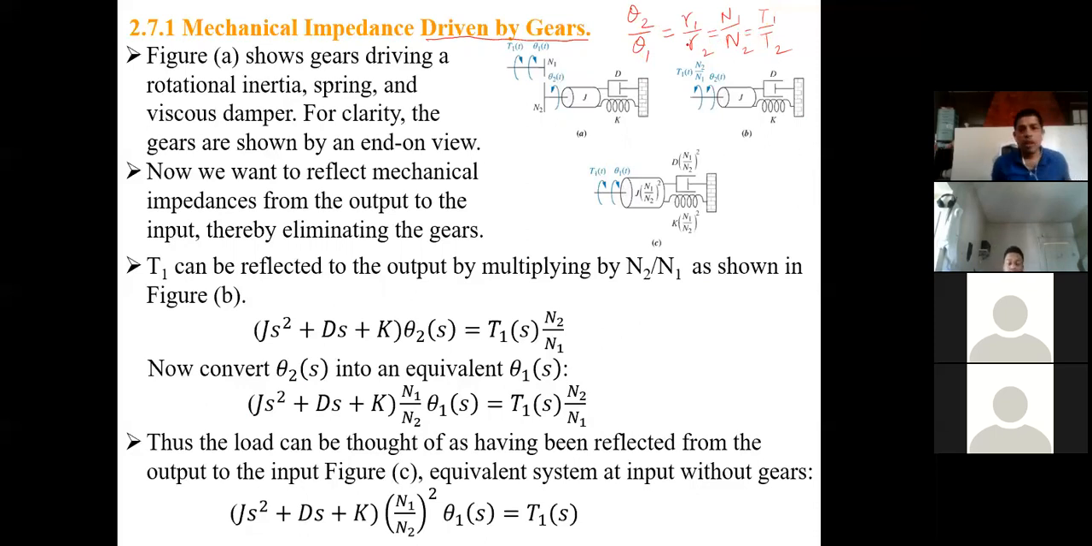Now let me go to this slide here. Suppose you are going to solve this problem. What do we have here? This is the dash spot, this is the spring, this is inertia, and this system is connected to T1 via gears. This is a small gear, and this is a big gear. There are 2 gears. This gear has N1 number of teeth, and this gear has N2 number of teeth.